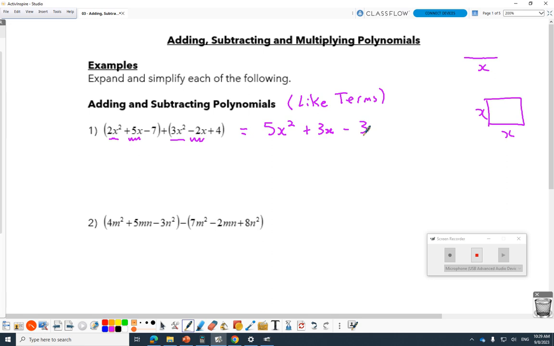Even though I know what this is. I'm really smart. I know. Be careful. Just be careful.